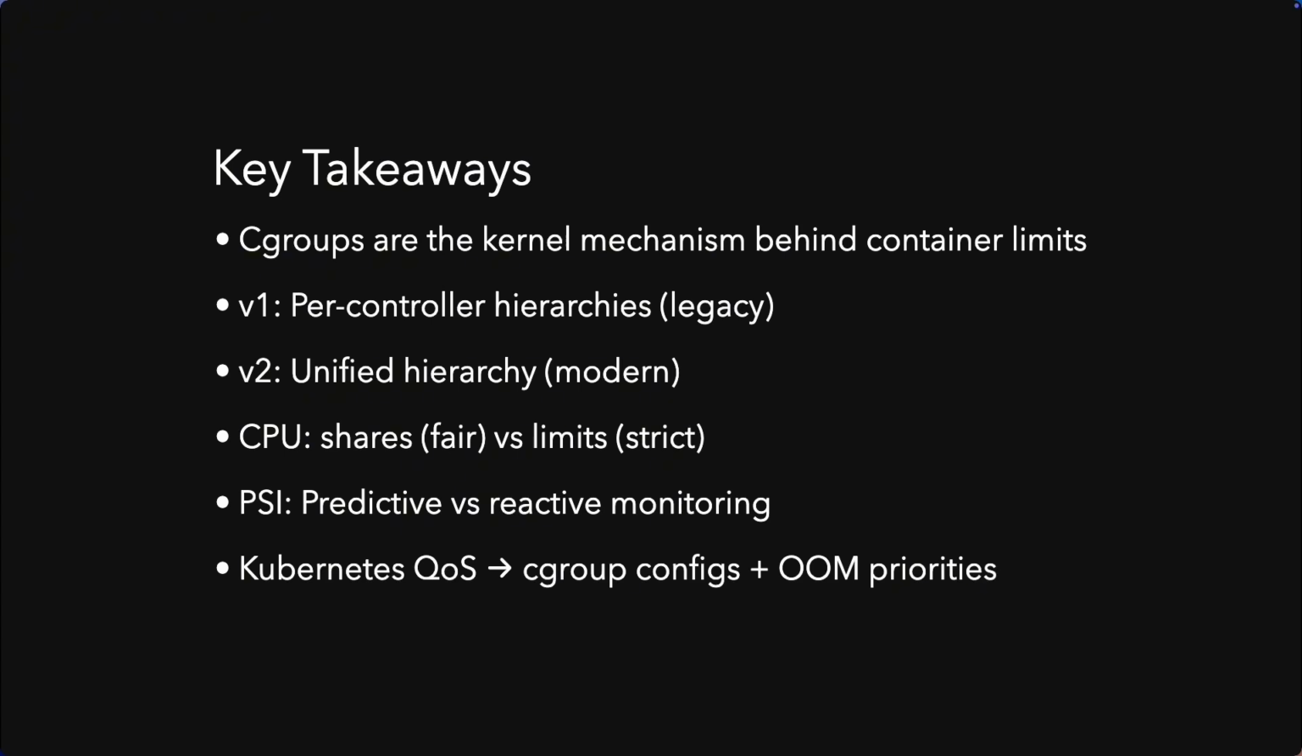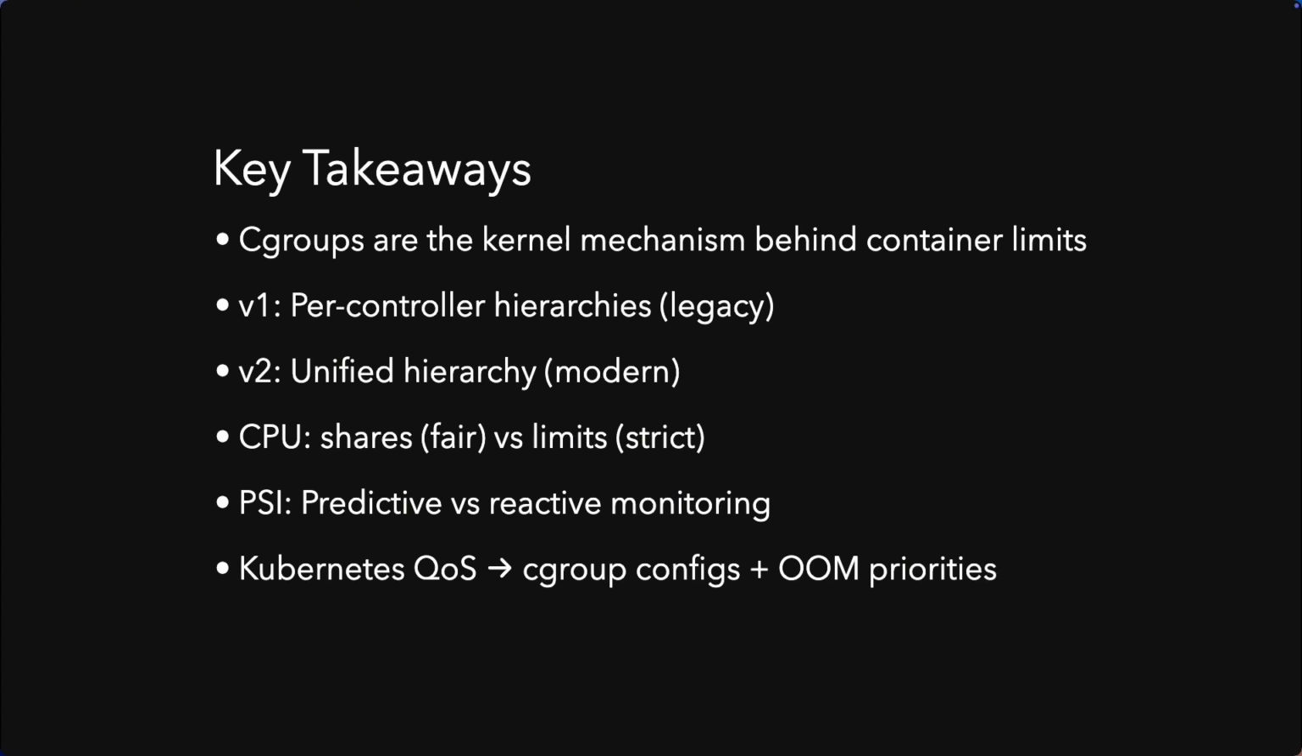And we explored two architectures: cgroup v1, per-controller hierarchies. It's complex but still widespread on legacy systems. It has multiple trees and the same process in different locations. cgroup v2 has a unified hierarchy, a single tree, clear delegation, and pressure stall information. That's the future. We saw the difference between proportional allocation, that is CPU shares and CPU weight, and hard limits, that is CPU max and memory max. Shares are fair, limits are strict.